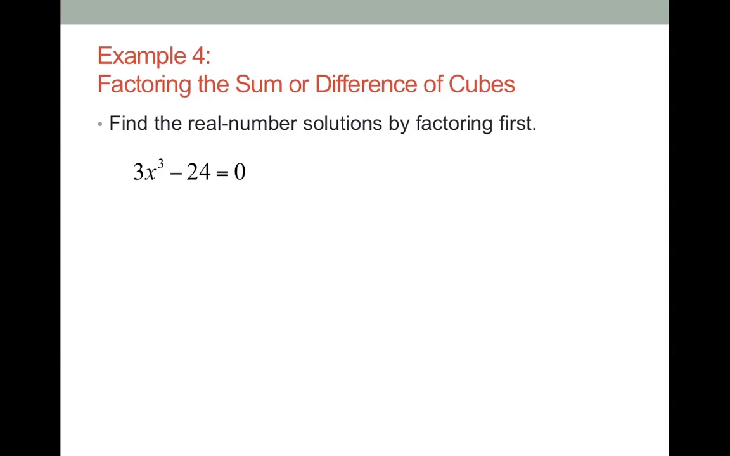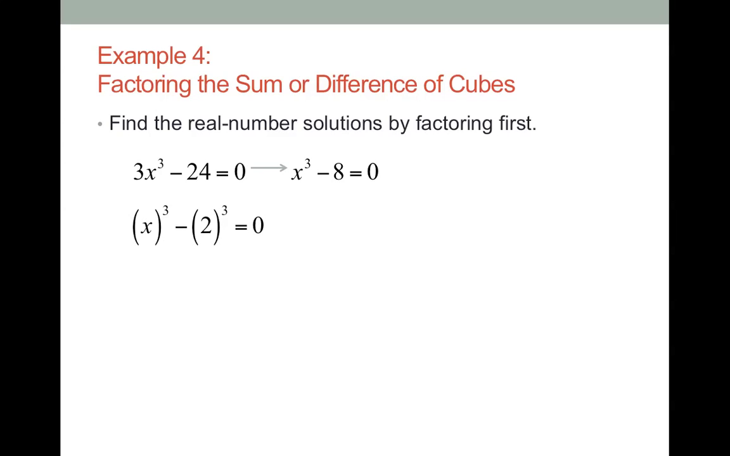Because in this case, 3x cubed and 24 both have a common factor of 3. And if I factor that out first, or even divide it out to get rid of it, then I end up with an equation of x cubed minus 8 equals 0. And now I have a difference of cubes.